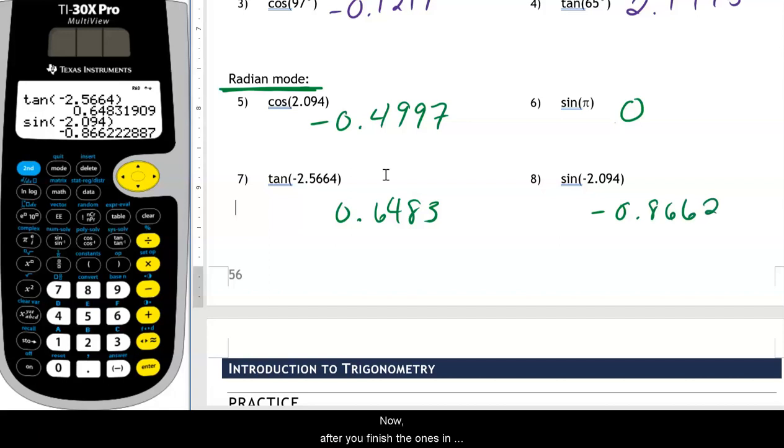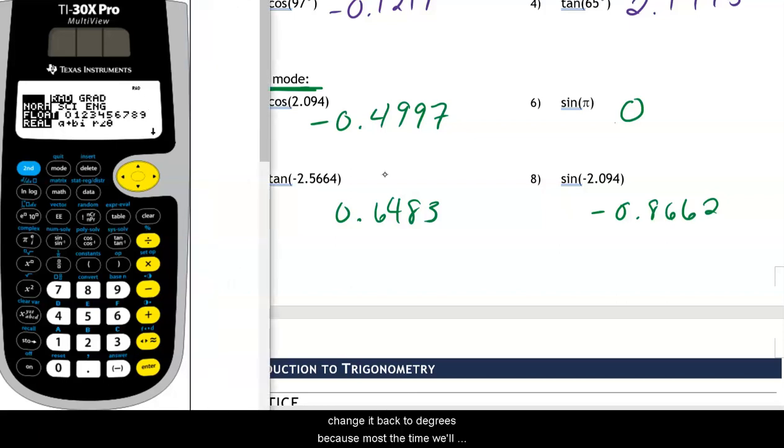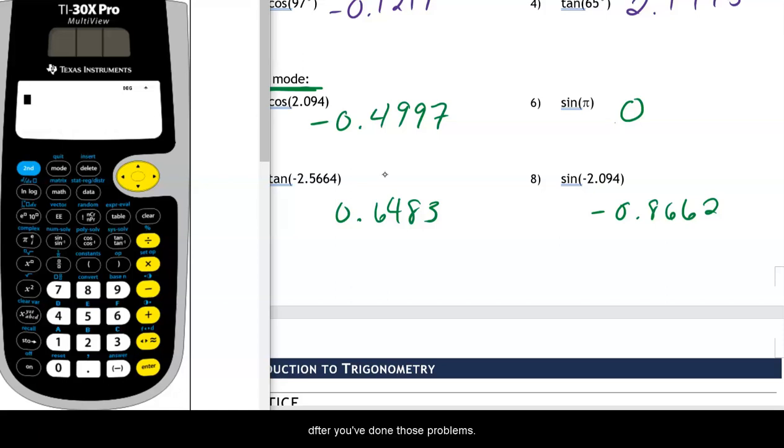Now, after you finish the ones in radian mode, I highly recommend that you go back into your mode and change it back to degrees, because most of the time we'll be working in degree mode, not radian mode. Radian mode is just used occasionally. We will be mostly working in degrees, so make sure you go back and change that after you've done those problems.